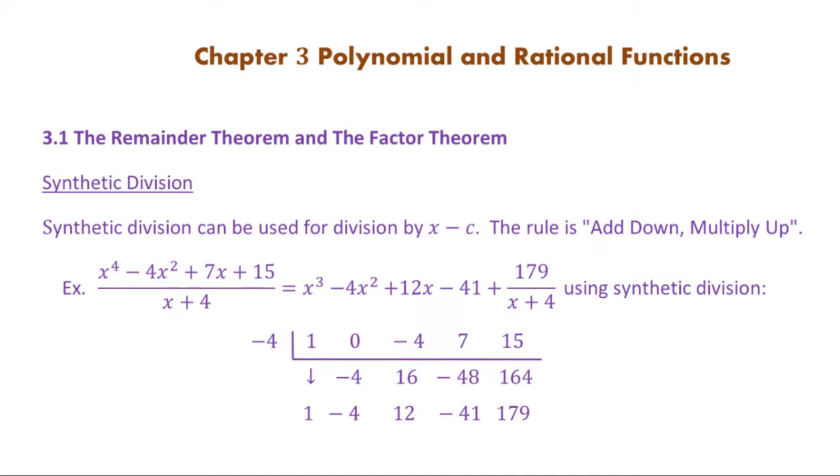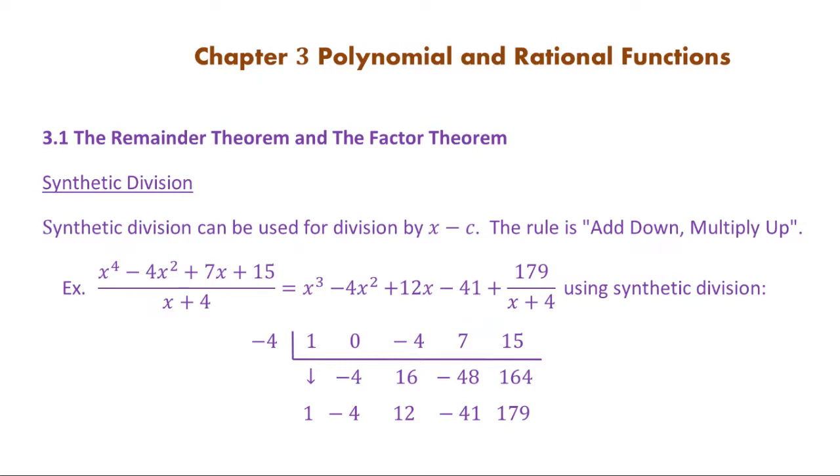And the rule for synthetic division is add down, multiply up. So let's do one example of division by synthetic division. We want to find the result of x to the fourth minus 4x squared plus 7x plus 15 over x plus 4. We're going to do a synthetic division. We can also do the division by long division as we did in the previous example, but it turns out it is a little quicker and shorter if you use synthetic division.